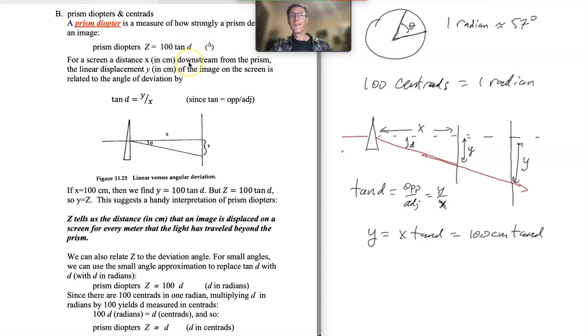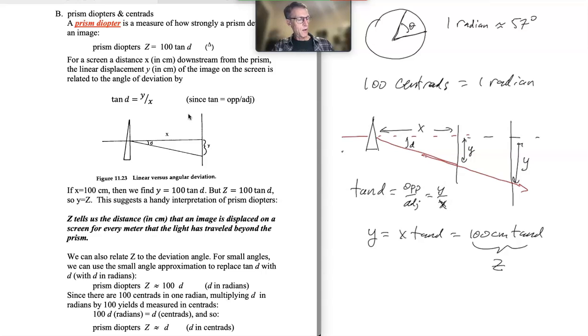Because deviation is what a prism does. And again, why is it 100? The 100 is there because the angles are small, and so we want this prism power to be some number like 1, 10, 15, not 0.01. So notice that if we happen to put the screen 100 centimeters away, then this stuff here is all exactly what we call the prism power.